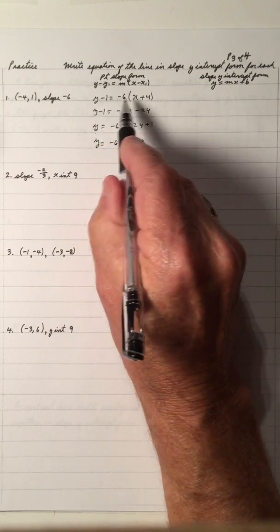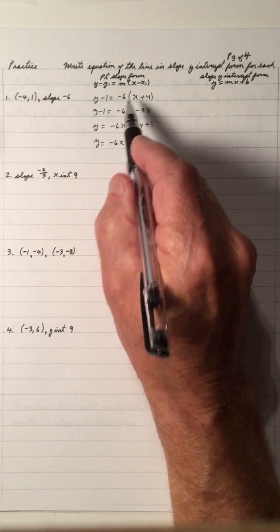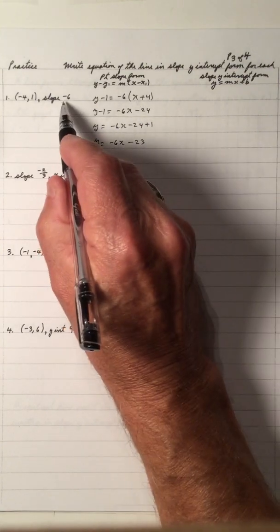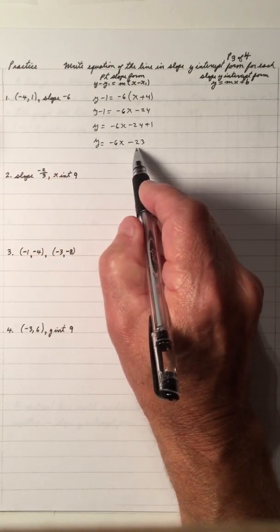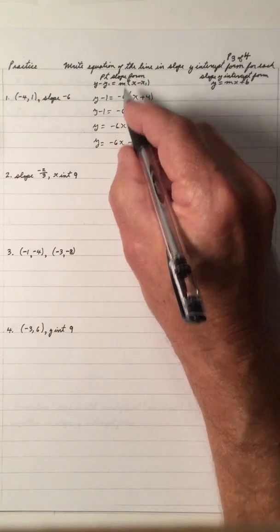Remember, this is the point slope form, which is an equation. But if we simplify that, we get the slope intercept form, which is a slope of negative 6, which we knew, and y-intercept is negative 23. If you want, that's one way to go.